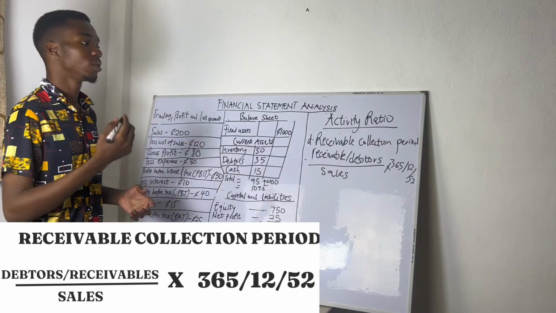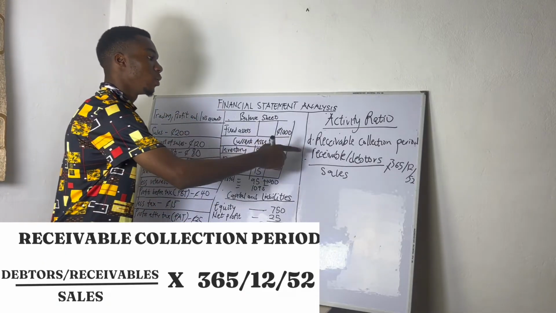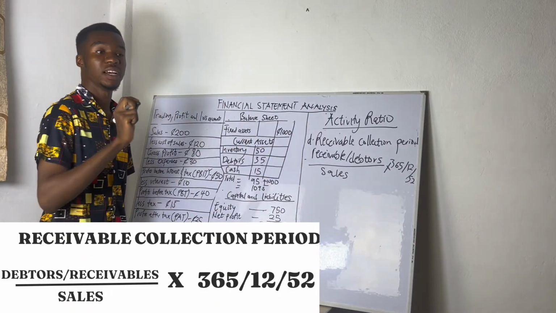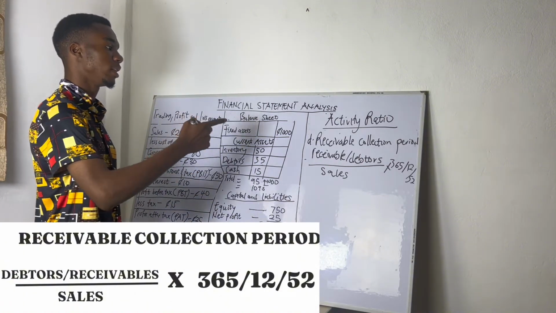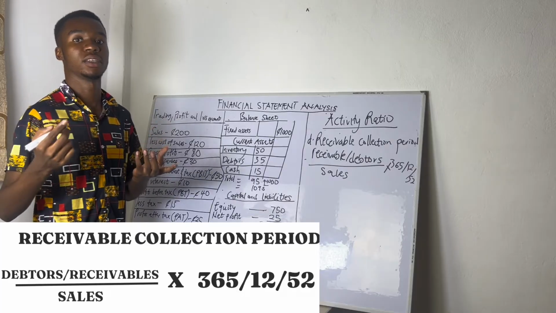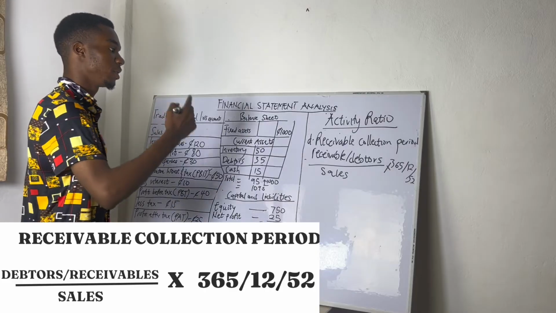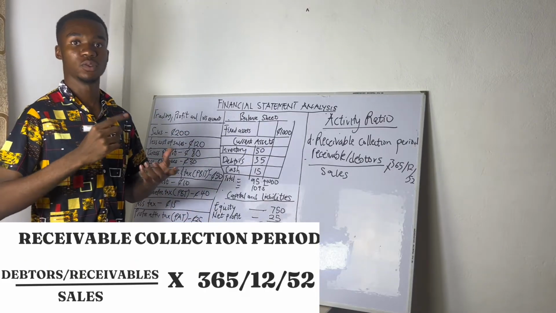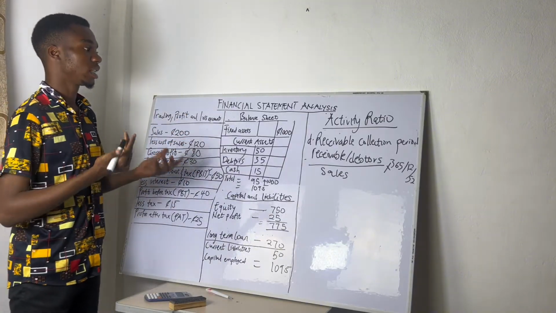So if the question tells you to calculate the receivable collection period in days, it's going to be the receivables or the debtors over the sales times 365. That's if it's for days. If it says you should calculate it in months, it's going to be the same receivables or the debtors over the sales times 12, because there are 12 months in a year. And if it's in weeks, it's going to be the receivables or the debtors over the sales times 52, because there are 52 weeks in a year. So when the question gives you the period, you should know how to do it. So that's basically it.